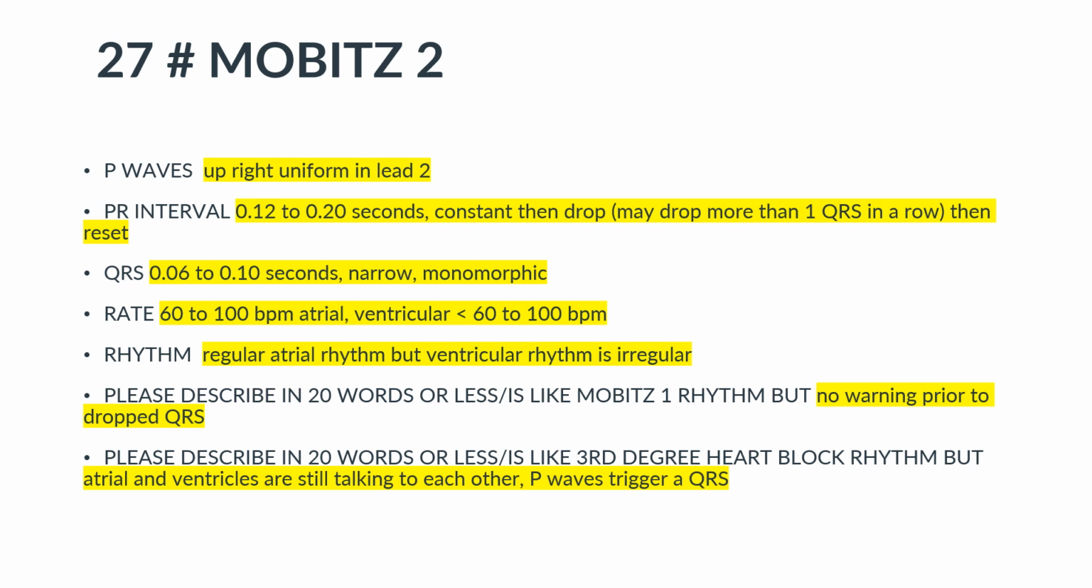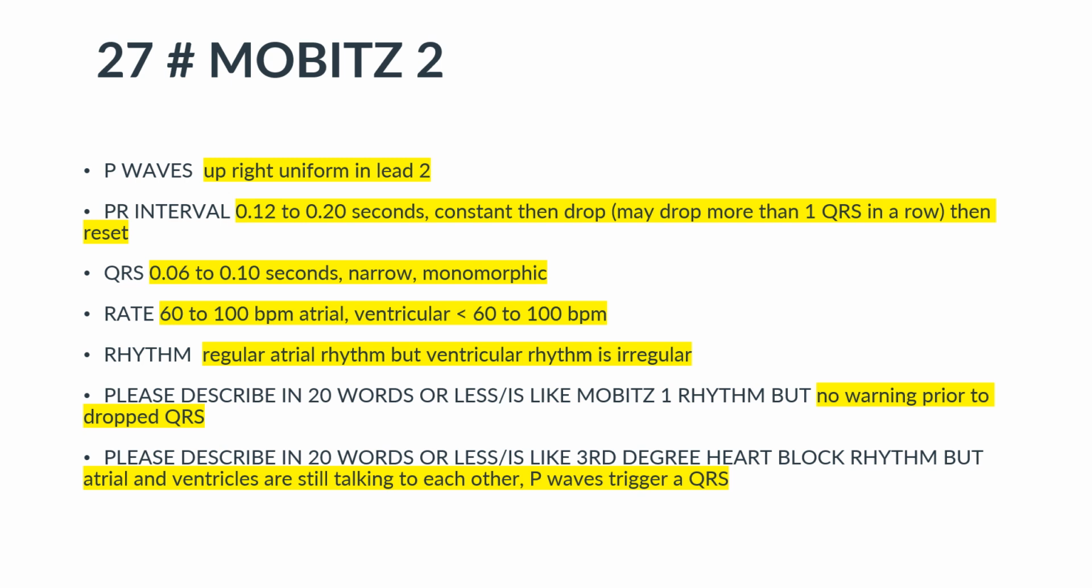All right, so your atrial rate is going to be 60 to 100 beats per minute. And then obviously your ventricular rate has to be slower than that. Why? Because if the electricity from the atria isn't going to the ventricles, you're going to have fewer QRSs, so you're going to have a slower ventricular rate than the atria. All right, so the atrial rhythm is regular, but the ventricular rhythm is irregular. So overall, this is an irregular rhythm.